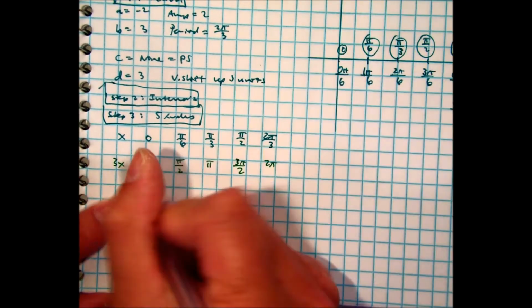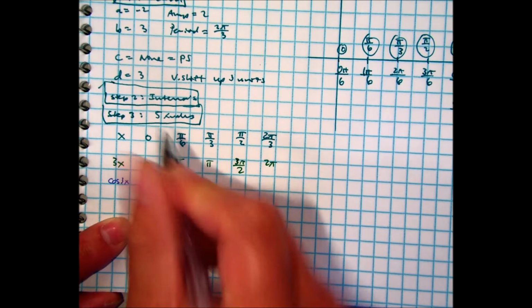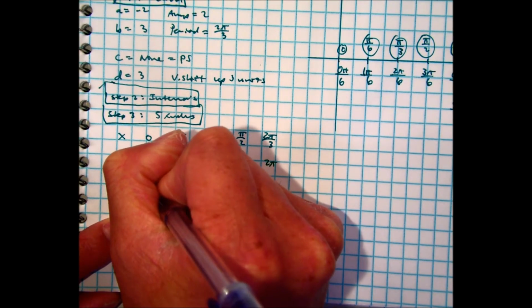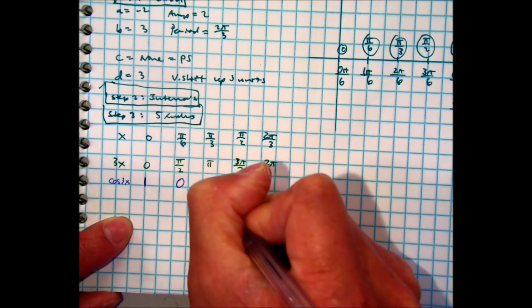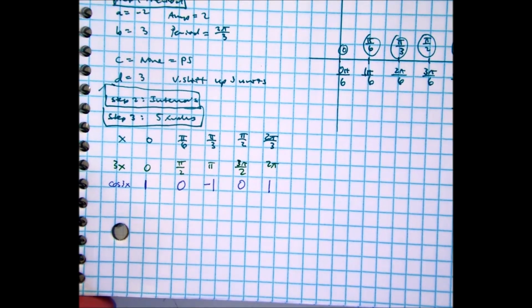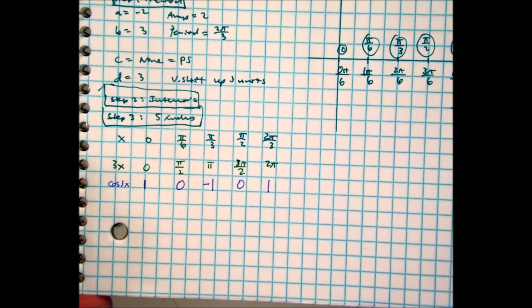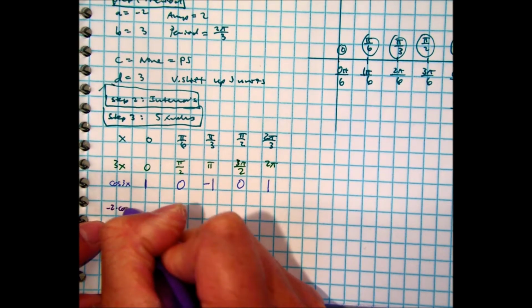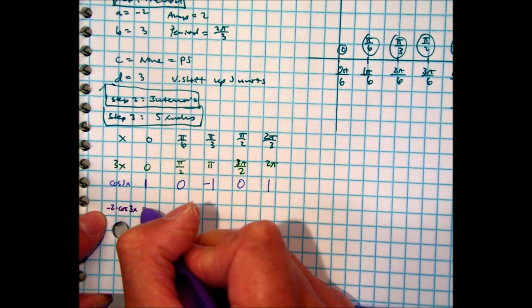Now I need to make cosine of these values. What's cosine at 0? 1, 0, negative 1, 0, 1. Okay, pay attention, right? We're going right to left. Now I need to multiply by negative 2. Let's multiply this by negative 2. Negative 2 times this number, or our previous line, which is negative 2.